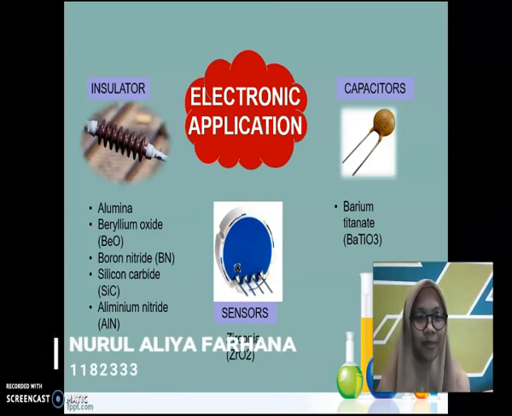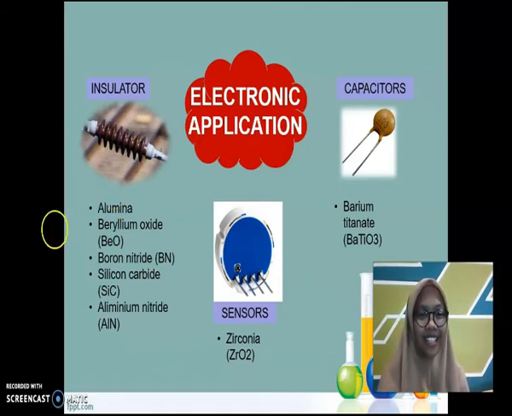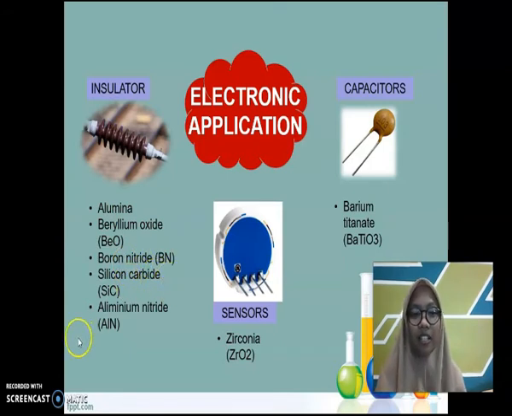Okay, so then let's proceed with the presentation on the electronic application of ceramic. There are three examples of the electronic application, which are insulator, sensor, and also capacitor. The materials we use in the insulator are alumina, beryllium oxide, boron nitride, silicon carbide, and aluminum nitride. For the sensor, we use zirconia, and for the capacitor, we use barium titanate.